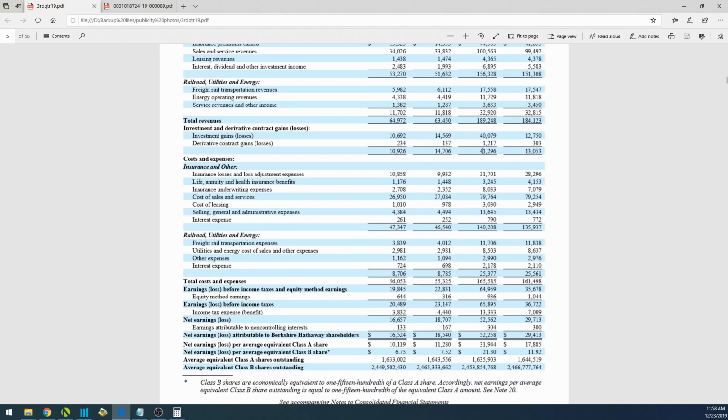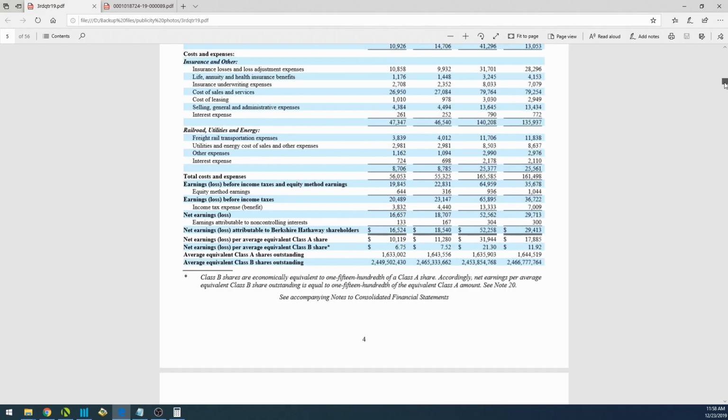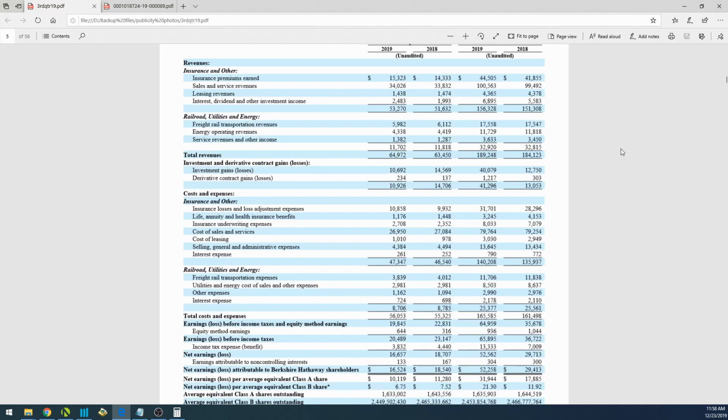So this is the main driver. The main driver here seems to be the net revenue driver. The growth in the revenue seems to be from the growth in the investment gains for this year. Okay, so this is where revenue. So all in all, seems pretty good. It seems to be a good sign.